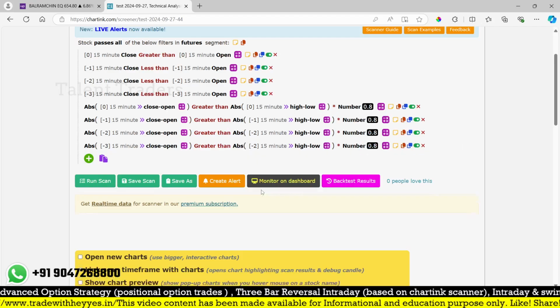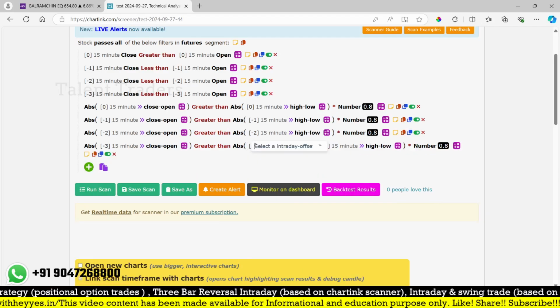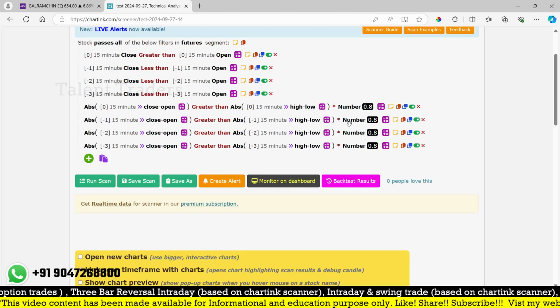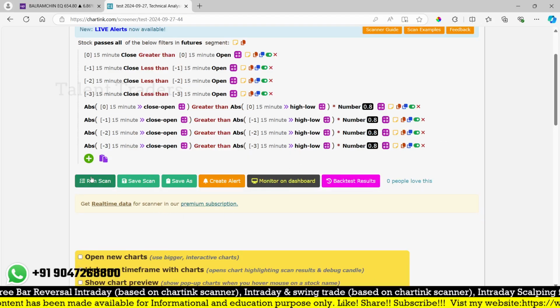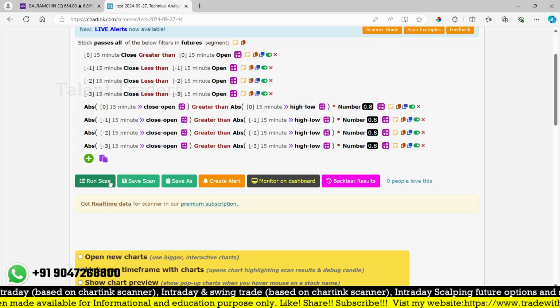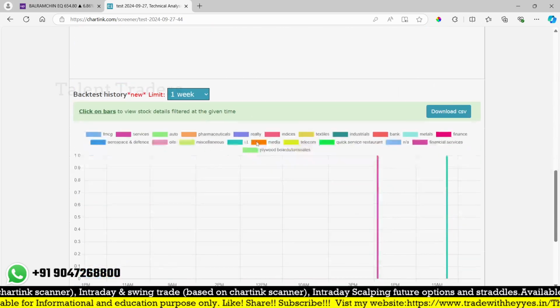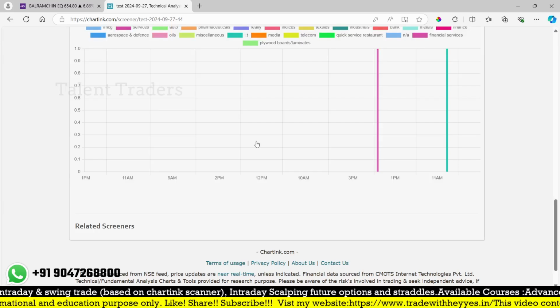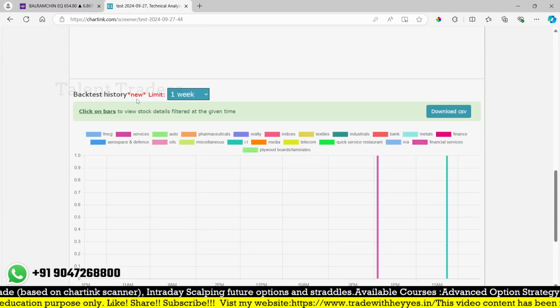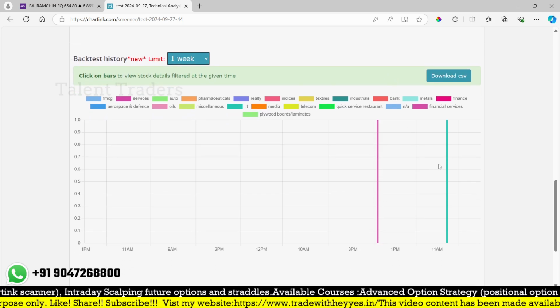Those who have already completed our charting scanner creation course will know how to create this, and you can create it. Now I have added all the 4 candles data. So there are only a few stocks, only 2 stocks in the last 1 week. Okay, so let me check those stocks.